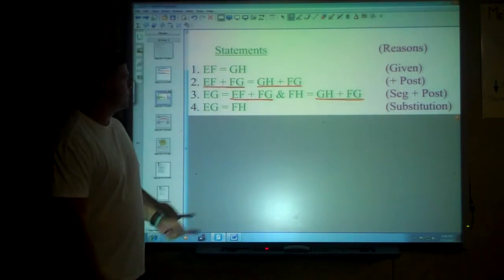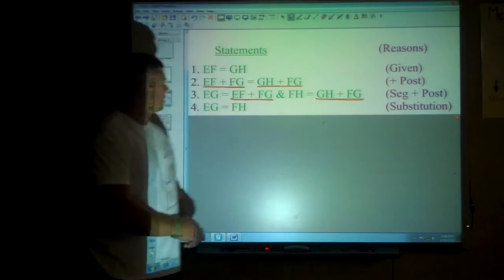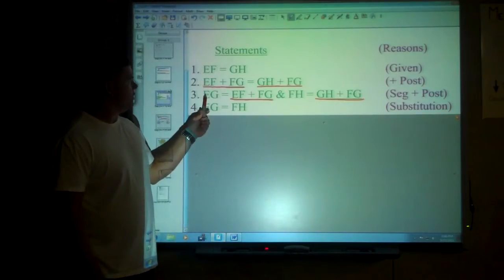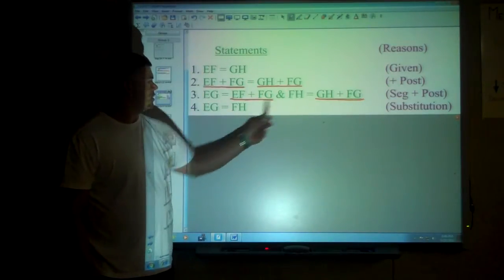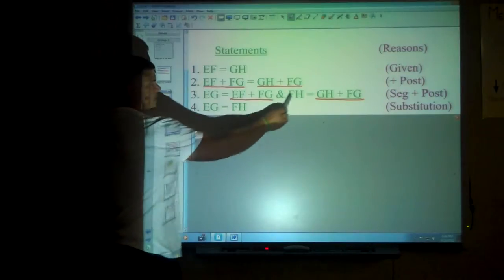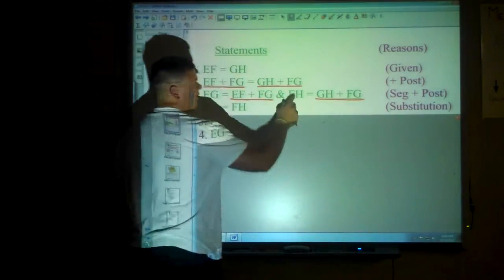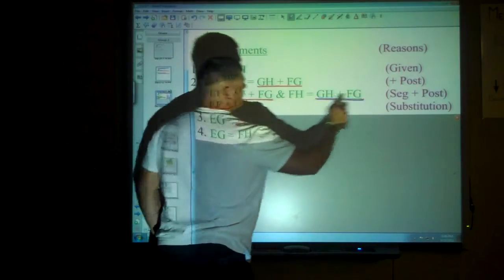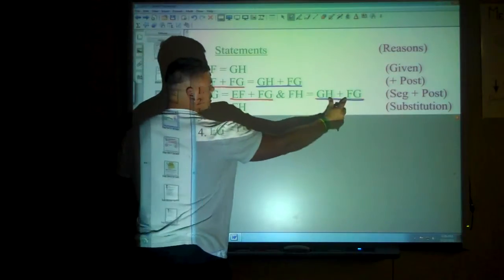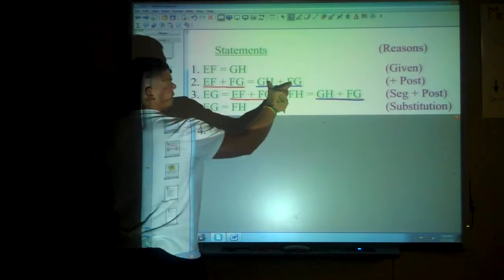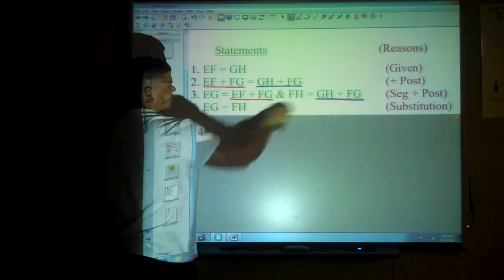Alright? Now, EG equals FH is substitution. Let's think about where this comes from. Here's the EG, which is the same. Okay? So that's staying here. Here's the FH, which is here. But the reason we're able to stick FH in for all of this is because FH equals the GH, and the GH plus FG is equal to this. So because those two are the same, and that's really this, and I know that this is the same as here, those two values are exactly the same.